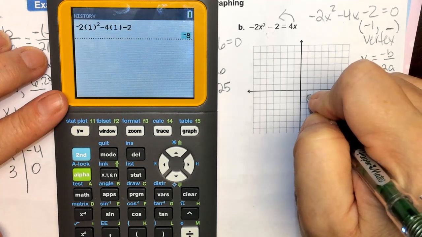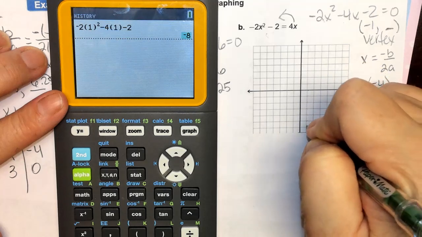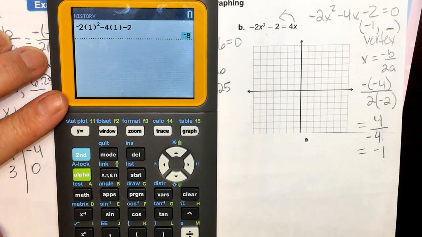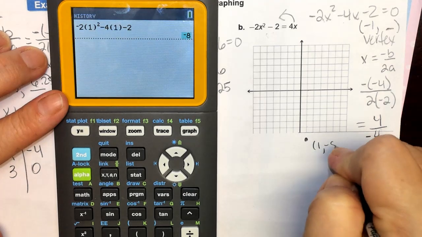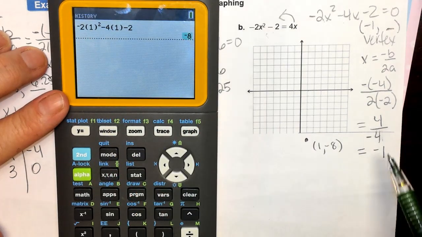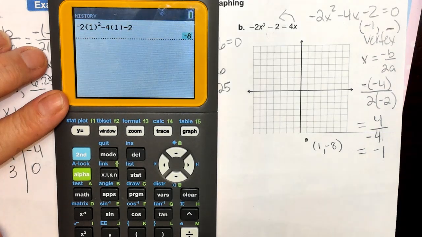1, 2, 3, 4, 5, 6, 7, 8. So we know if there was a negative 8 down there, we know this is a point. So this is 1 comma negative 8. That's what I did. I didn't put the negative in because I was a silly willy. So you have to make that negative. So let's try again, Miss Gill, because you gotta teach correctly.